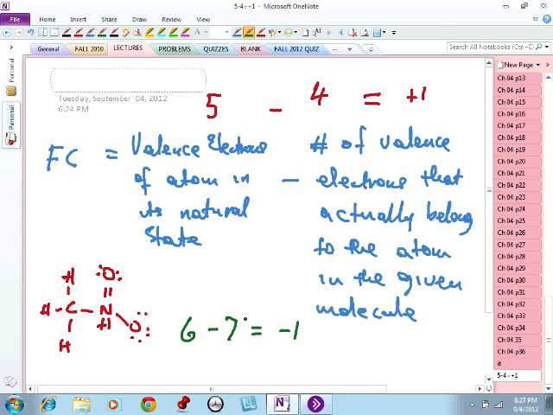Okay, so therefore we place a formal charge of -1. You don't need to say -1. Simply just place negative. If the magnitude is more than 1, then you have to indicate the magnitude.